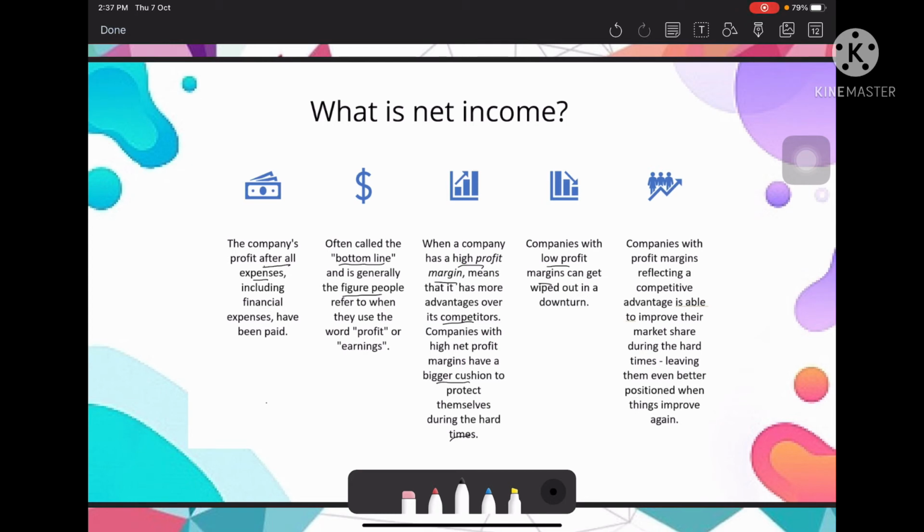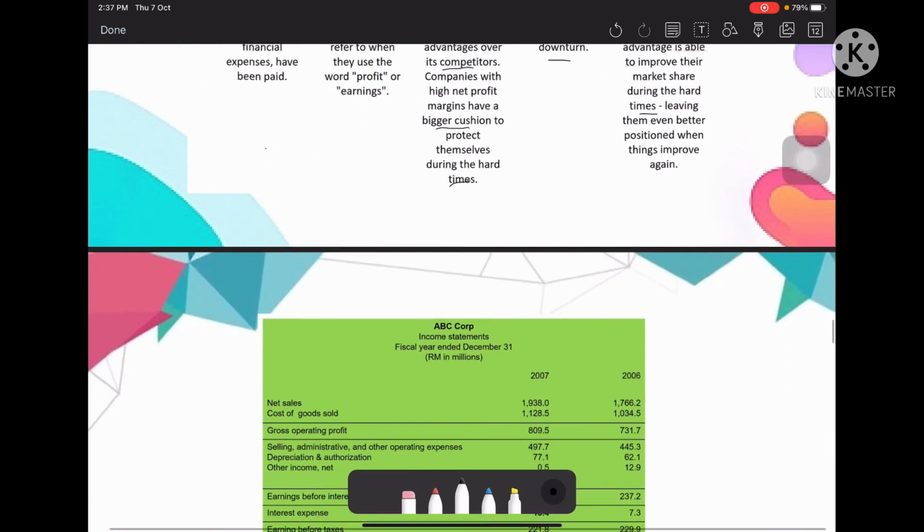It is dangerous when the company is not able to control the expenses or the cost, so the company might experience losses and can be wiped out during a downturn. And then the companies with profit margins reflecting a competitive advantage are able to improve their market share during the hard times, leaving them in an even better position when things improve again. So that is net income.